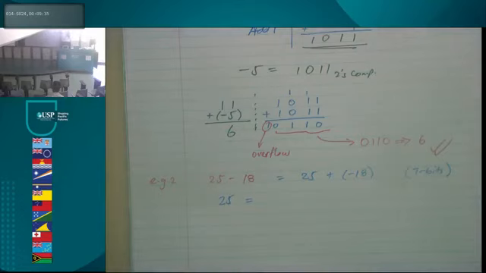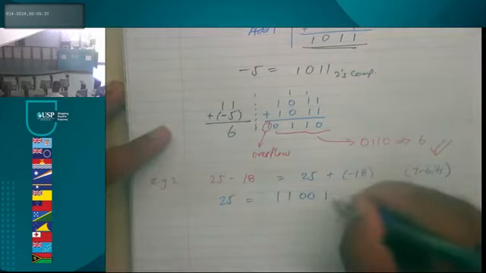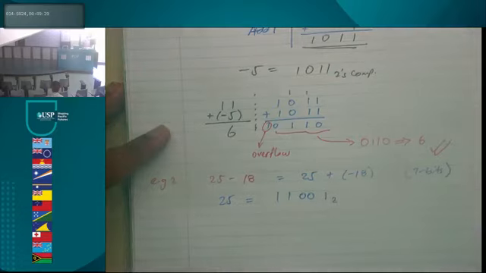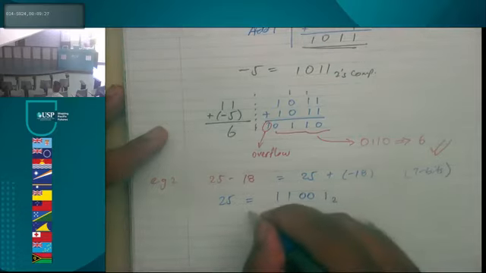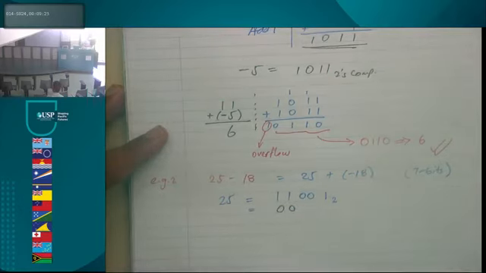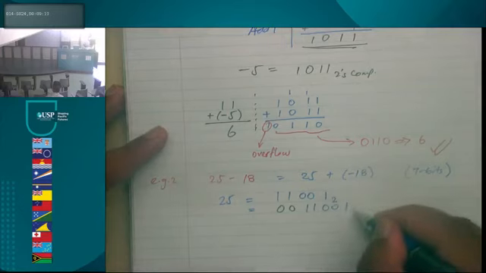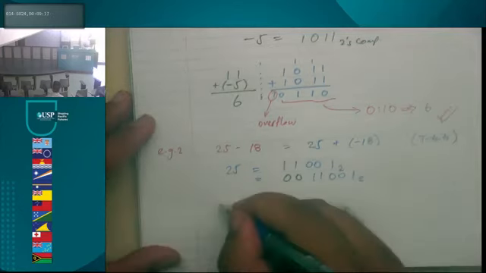11001. Is that natural binary? Okay, let's do this in 7 bits. So in 7 bits, that would be 1, 2, 2 padding, and then you have 11001. Okay, 25. Let's look at 18.